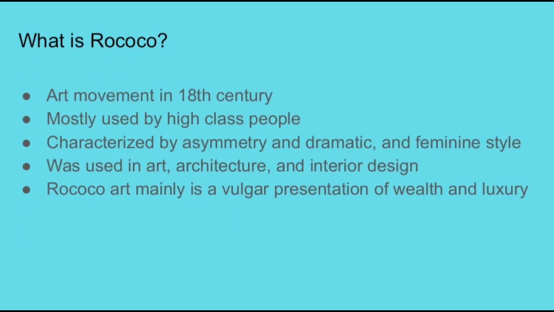So first of all, what is Rococo? Rococo is an art movement that was in the 18th century. It is mostly used by high-class people, like aristocrats, for example. It was characterized by its asymmetry and dramatic style, along with it being oriental, and it was used in art, architecture, and interior design. And by art, I mean not just painting, but also sculptures as well. It was used in a variety of things.